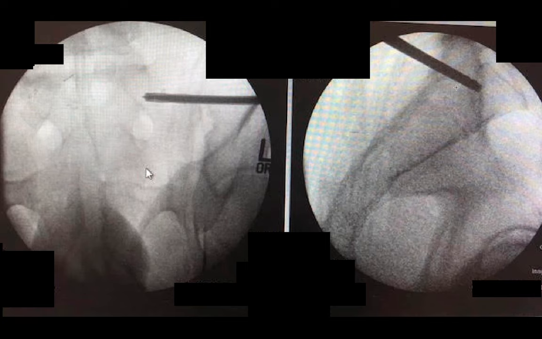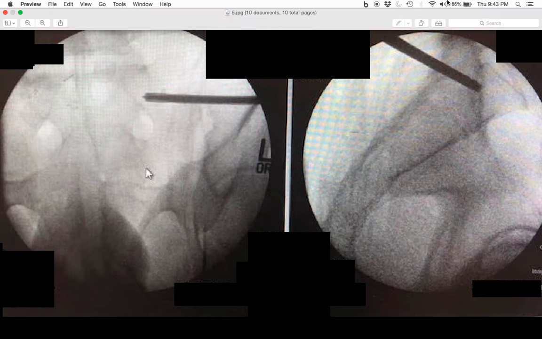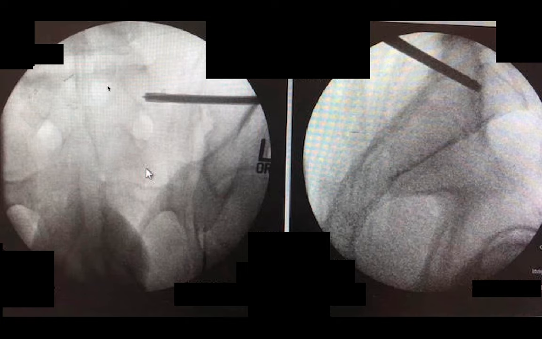And I'm pretty close. Again, this is a very close view because this is a very dysmorphic sacrum, but I am not past it. So I'm good there. Then you can feel free to advance it into the body at that point. And so here's the wire advanced into the body.